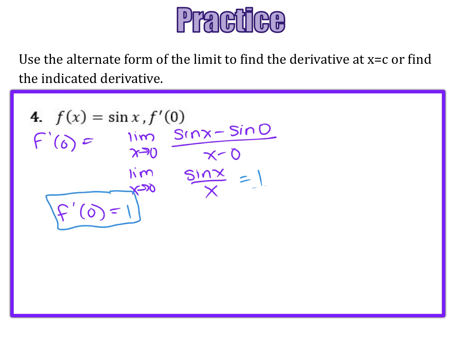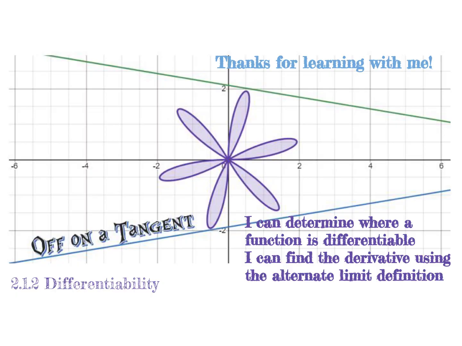Let's go ahead and wrap up this video. All right, in this video, we talked about what it means for something to be differentiable and the fact that a function won't be differentiable if we have a discontinuity, a sharp turn, or if we have a vertical tangent. Then we talked about the alternate limit definition of derivative, which allows us to find the derivative at a particular point.